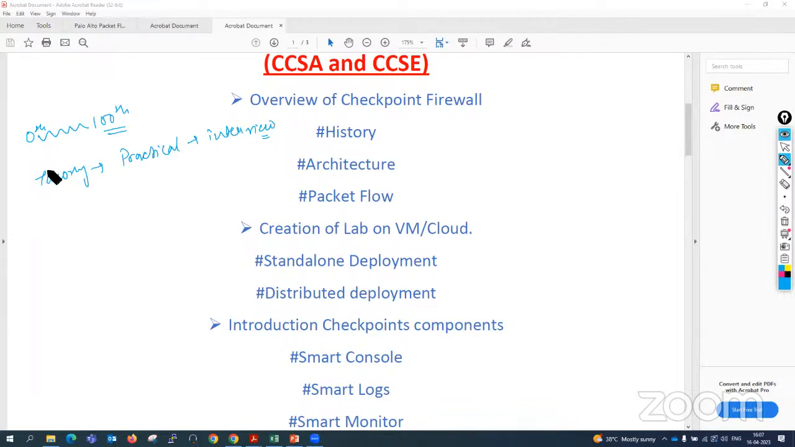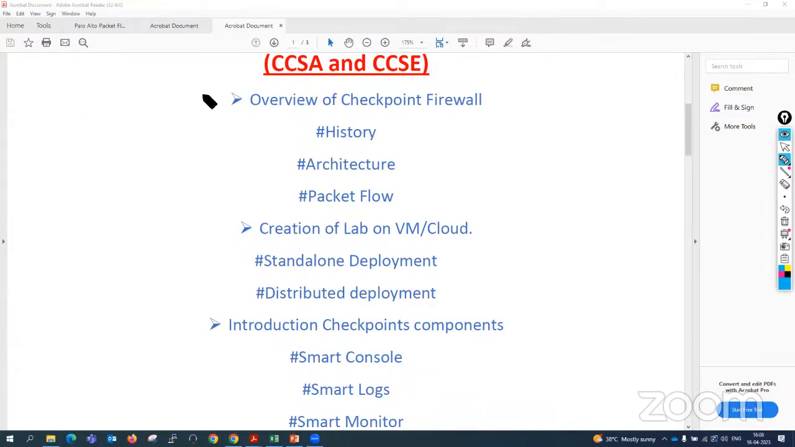Let's suppose there is one topic, for example, cluster. What is a cluster? Failover. How does failover work in a Checkpoint firewall? I'll complete the theory part, then demonstrate the practical, and then discuss the interview questions of that particular topic. With this approach, I'll be covering that topic 100%. I'll make you comfortable with it, and you will be ready to answer any questions regarding that topic.